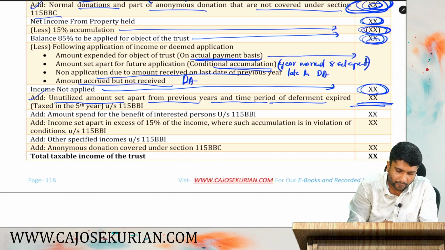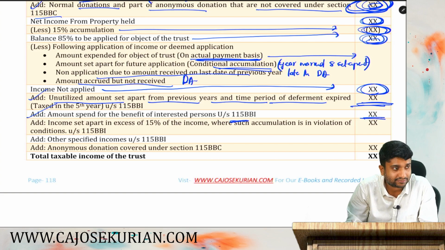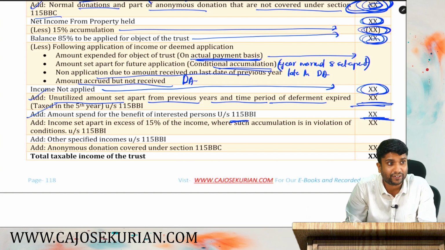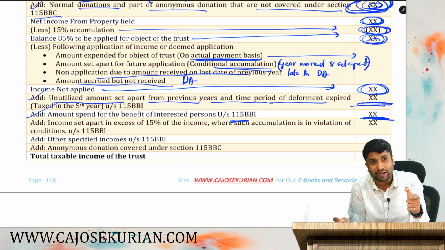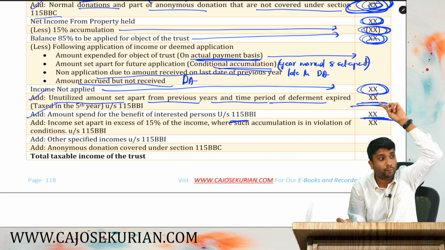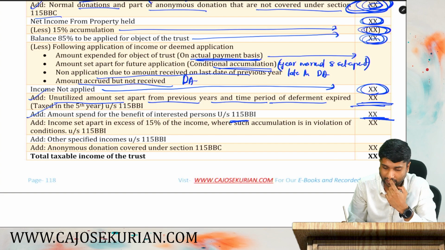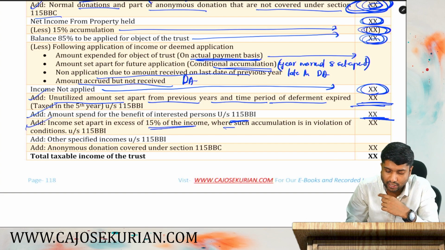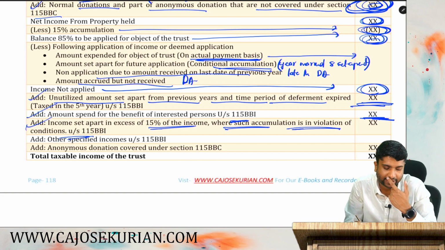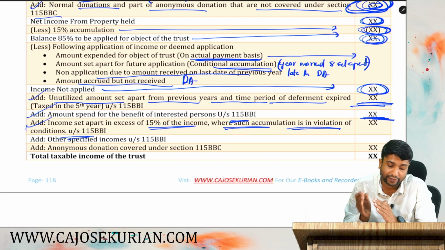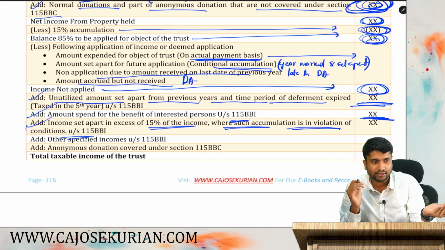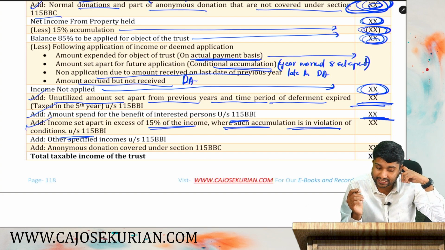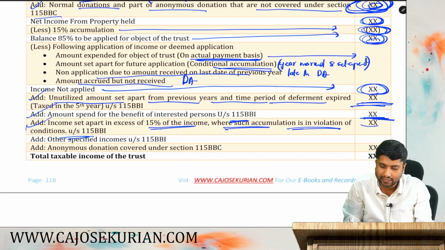Now moving on. Add amount spent for the benefit of interested person. That also should come here. If you are spending some amount for the benefit of interested person, the entire amount has to be added here, not upper. Are you with me? Now add income set apart in excess of 15% of the income where such accumulation is in violation of conditions under section 11, conditions under 115BBI. All the other incomes where there is a violation under section 115BBI should come here.